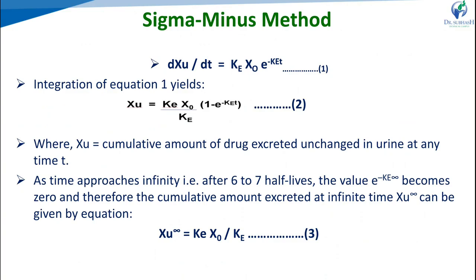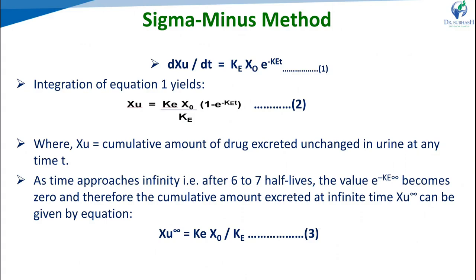Then the second method, that is the sigma minus method. The disadvantage of the rate of excretion method in estimation of Ke is that fluctuations in the rate of drug elimination are observed to a high degree. The data are so scattered that estimating the half-life is very difficult. These problems can be minimized by using the alternative approach, that is the sigma minus method.